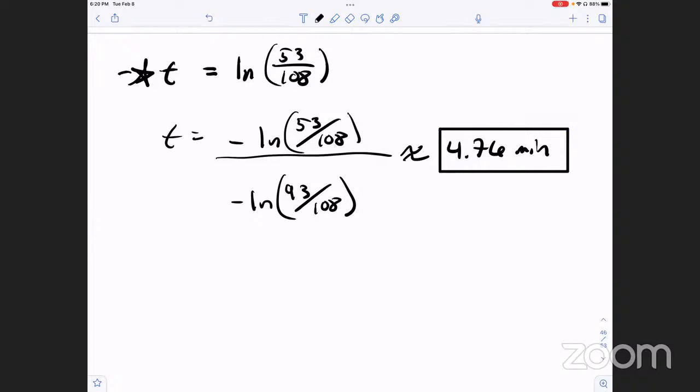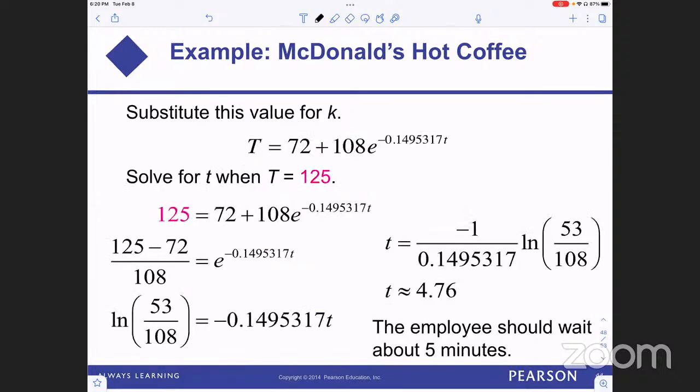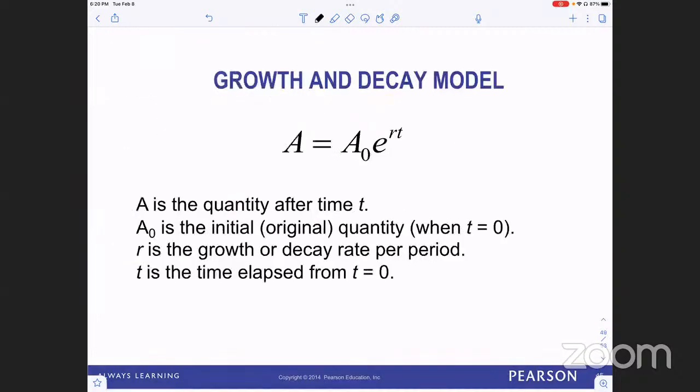See, how do we do? T naught is 180, surrounding temperature 72. I think we got all of this. No, we didn't crunch that number. Right, 4.76. A model.